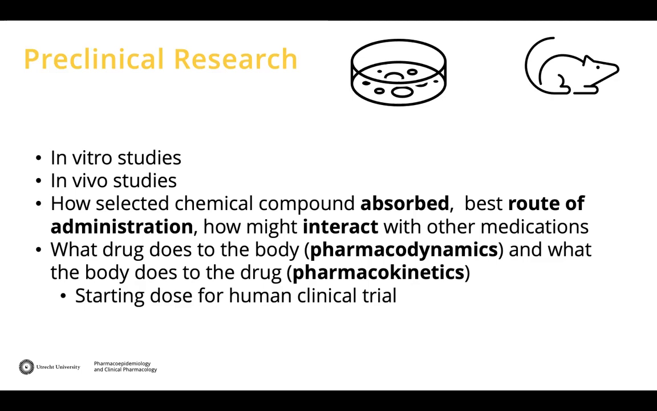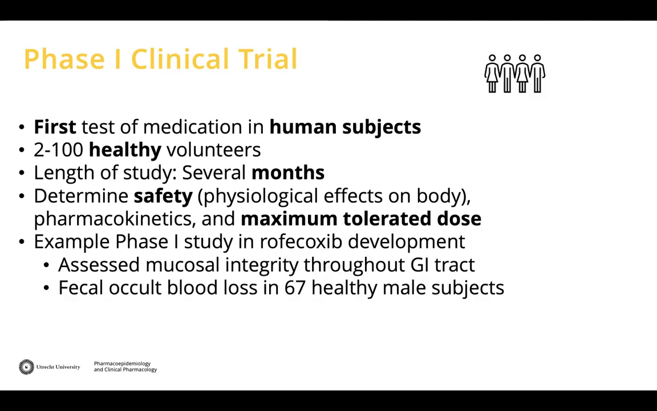So after the preclinical research phase is completed and we have some of the answers to our questions related to how the new clinical compound might work in the body and what the right dose might be for that particular clinical compound, then we get into phase 1 clinical trials. So these are the first tests of our chemical compound or potential medication in human subjects. So these trials are typically characterized by treating about 2 to 100 healthy volunteers with the medication. These phase 1 trials typically last several months, and the main objective is to determine the safety of the medication.